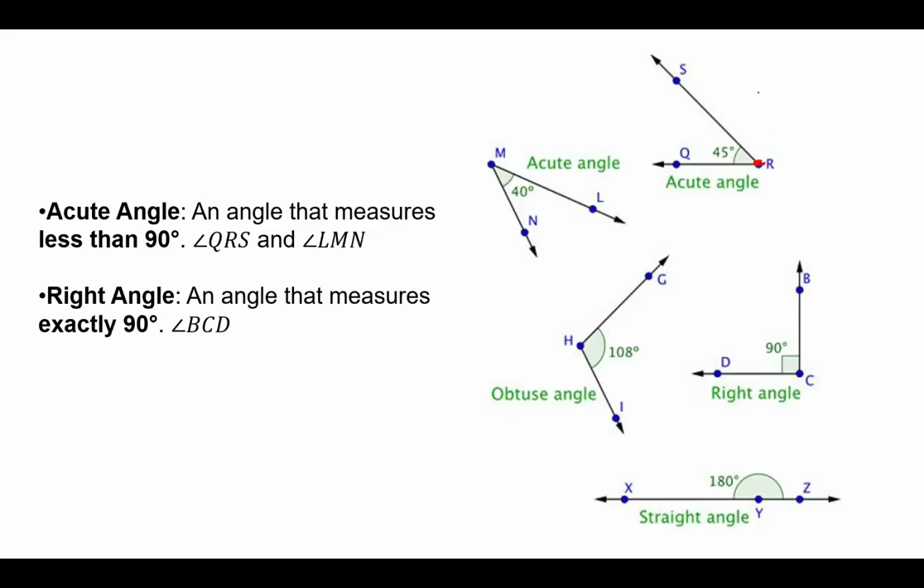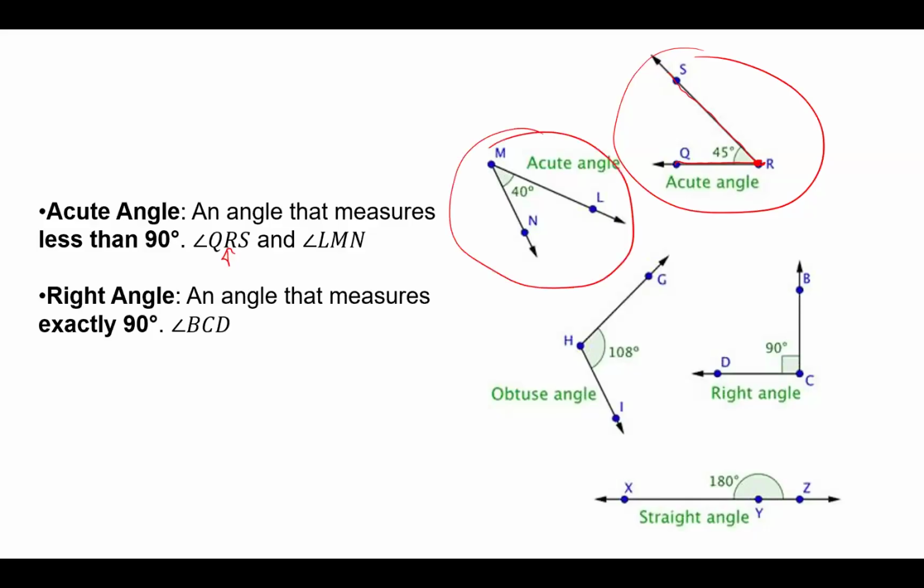So in this angle on the top right corner, I will refer to it as Q, then R, and then S. So the vertex always lies in the middle. Similarly, this angle is acute, and to refer to it, I could use the letters L, M, N by putting the vertex in the middle.